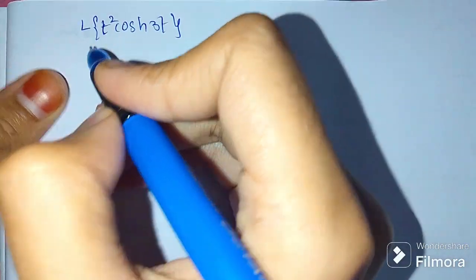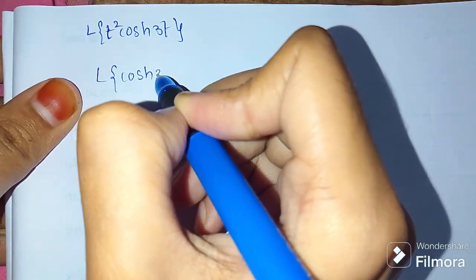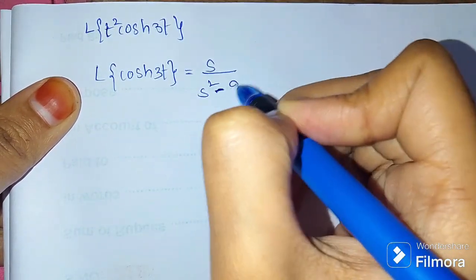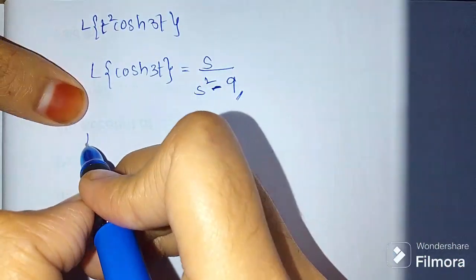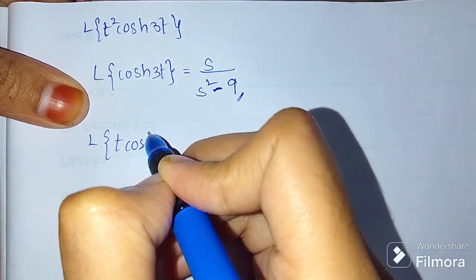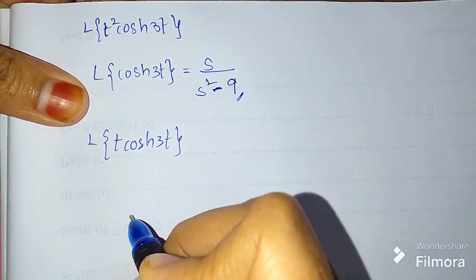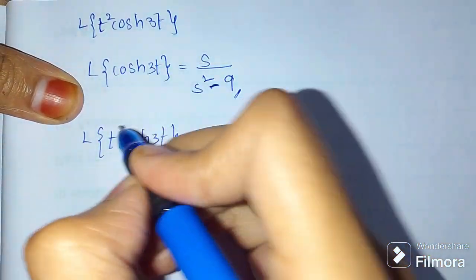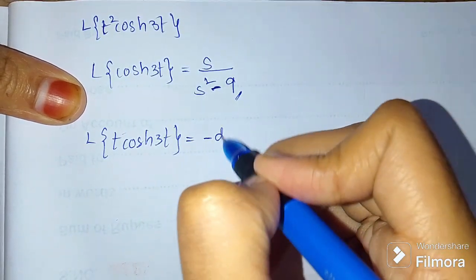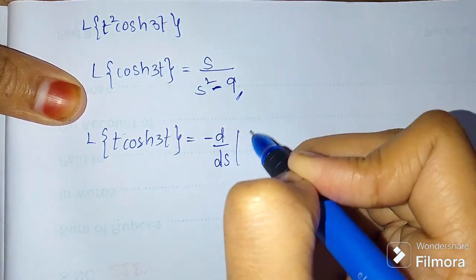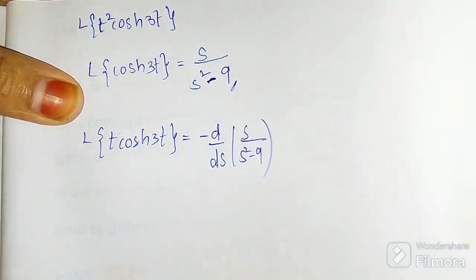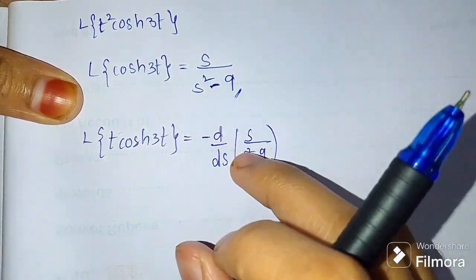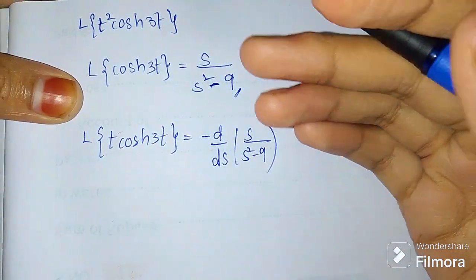Now write Laplace of cos h 3t. You know this answer, no? s by s square minus 3 square, which is 9. Now you have to find Laplace of t cos h 3t. Then you will find Laplace of t square. Slowly you can go stepwise, or else you can directly go with t square. Now we'll take minus d by ds of s by s square minus 9. If you take the square, you should take minus 1 whole square, d square by ds square, which is nothing but the second derivative. Whichever way you do, you'll get the same answer.